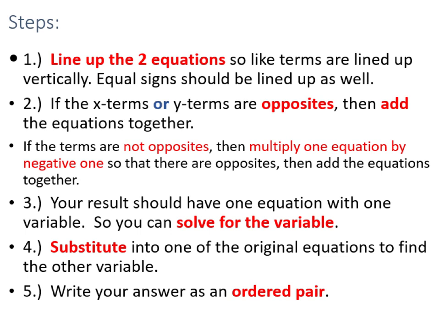First, you need to line up the two equations so like terms are lined up vertically. Equal signs should be lined up as well. If the x or y terms are opposites, then you can add the two equations together. If the terms are not opposites, then you'll multiply one equation by -1 so that there are opposites, and then add the equations together. Your result should have one equation with one variable, so you can solve for the variable.